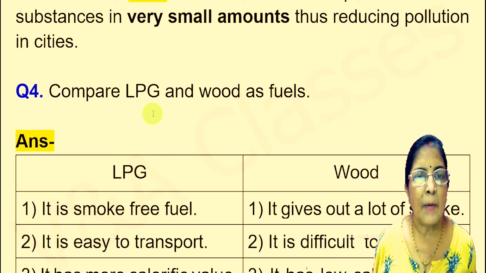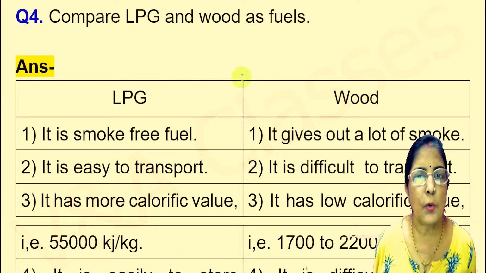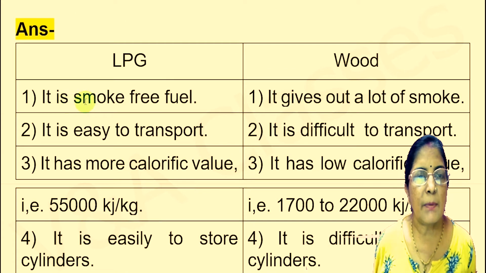Now next question, compare LPG and wood as fuels. For this question, you have to draw two columns. In the first column, you have to write all the points for LPG. In the second column, you have to write all the points for wood. So the first point for LPG is, it is a smoke-free fuel. For wood, it gives out a lot of smoke.